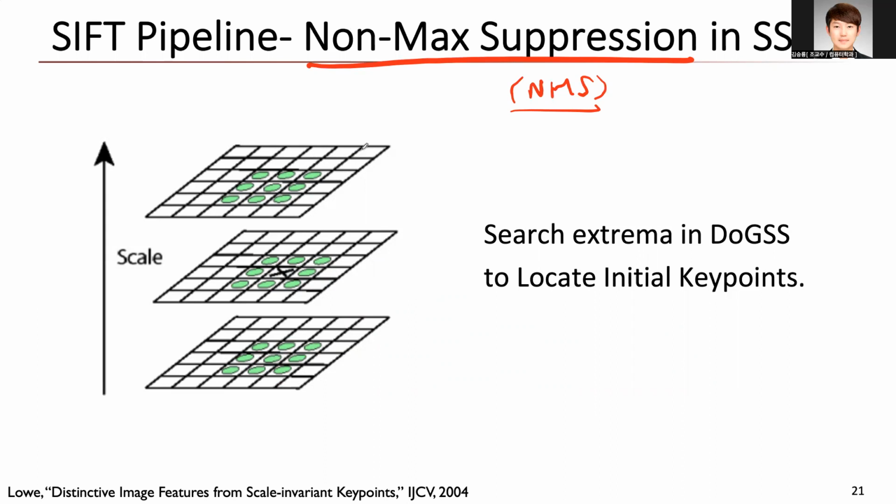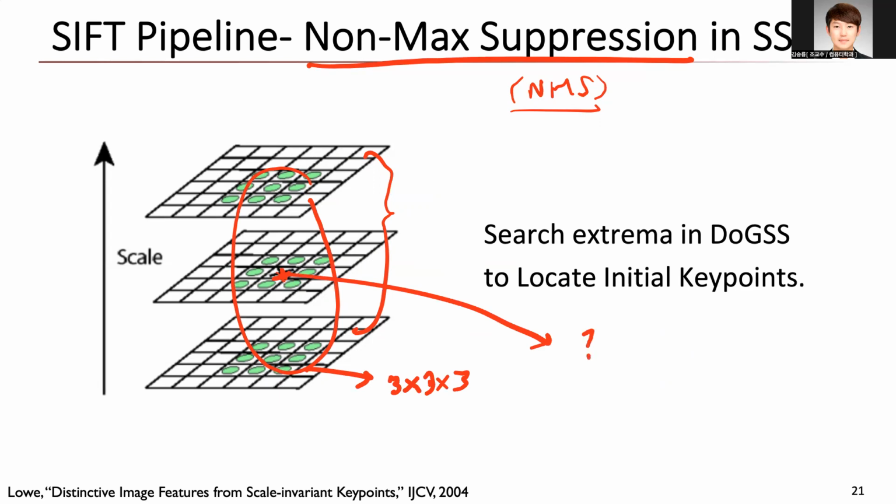Anyway, how do they do that? This is the difference of the scale space images, and they search for extrema by considering a 3 by 3 by 3 local tensor, and determine whether the center pixel is the maximum or minimum point. Then check whether this is an extremum or not. Then we localize the key point, or the feature point.